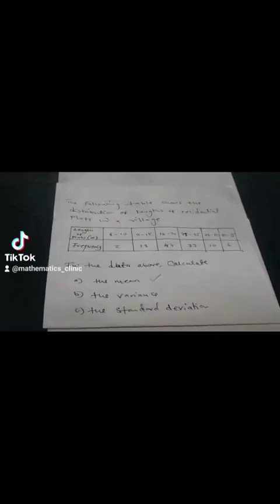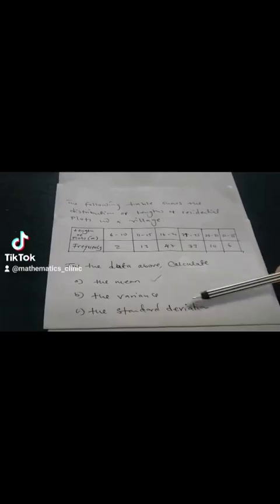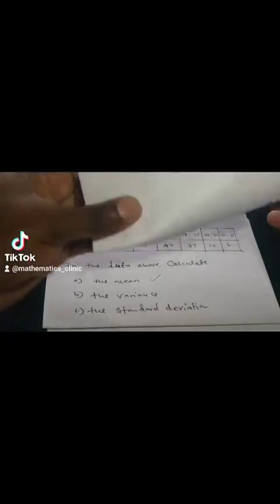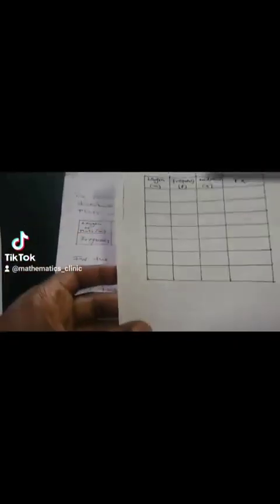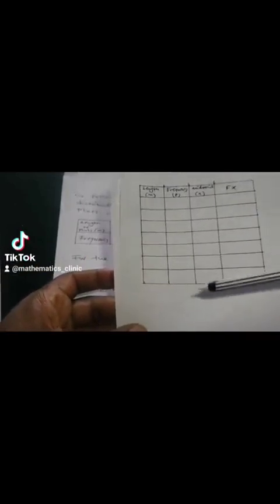So after studying the question, now we can answer the first part, which is to calculate the mean. Our mean can be calculated by the use of a table. Under this table, on this part, we are going to enter the data for the length, and for this part, we are going to enter the frequency.